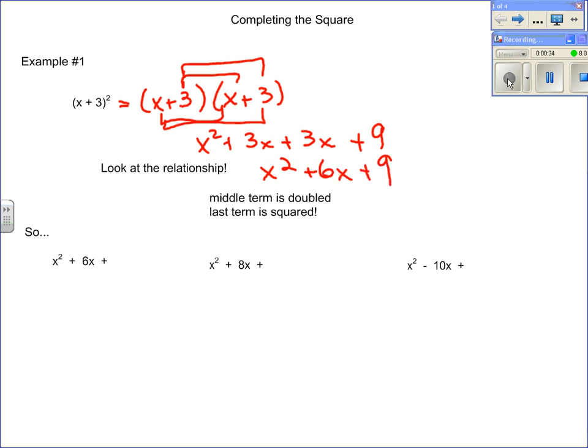One of the things I want you to look at, though, is the relationship of this positive 3 to here and to here. If you've noticed, this positive 3 to the 6 just means that it's doubled. And if you go to this number, you'll see that it's in fact squared. So having that as a powerful idea and a powerful tool for you, this completing the square stuff is going to be really, really easy.